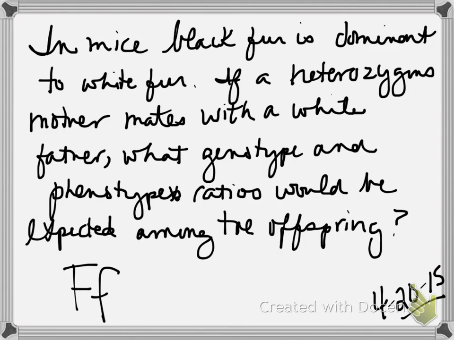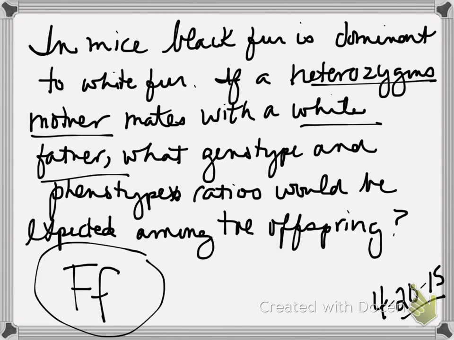Okay, so we've got our problem set up here. In mice, black fur is dominant to white fur. If a heterozygous mother mates with a white father, what genotype and phenotype ratios would be expected among the offspring? We are using big F, little f for fur. So, the first thing we have to do is write down the mother and father's genotypes.